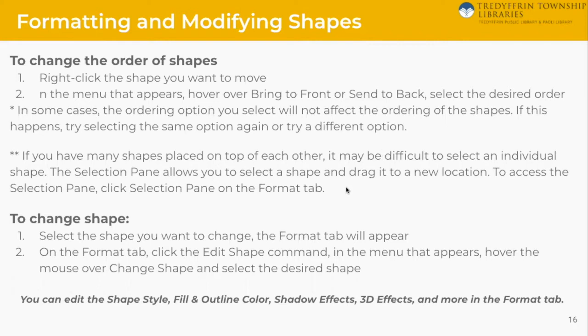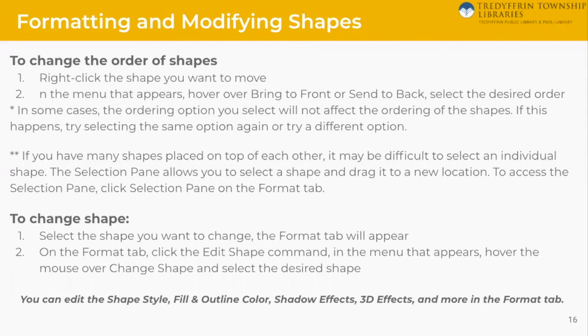In some cases, the ordering option you select will not affect the ordering of the shapes. If this happens, try selecting the same option again or trying a different option. If you have many shapes placed on top of each other, it may be difficult to select an individual shape. The selection pane allows you to select a shape and drag it into a new location. To access the selection pane, click Selection Pane on the Format tab.